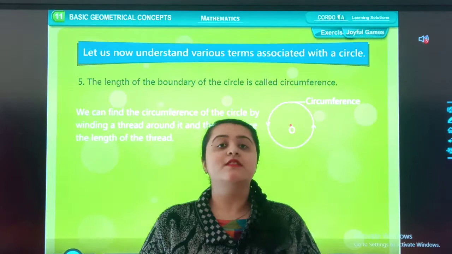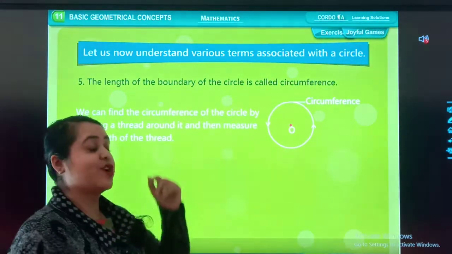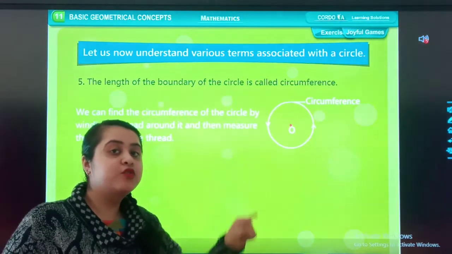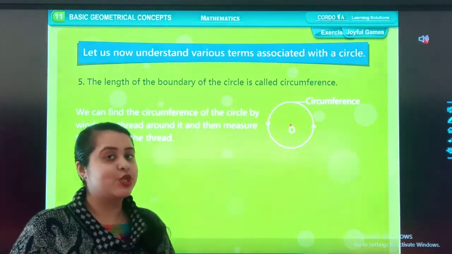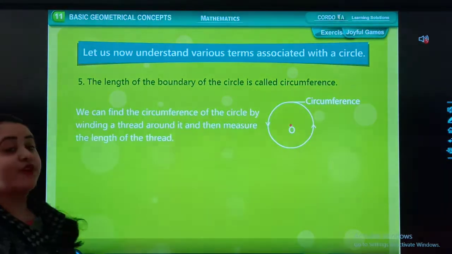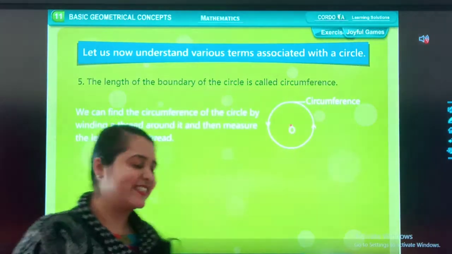So students, the last topic which we have seen was the circumference of the circle. The boundary of a circle is known as the circumference of the circle. So today in this video, we will be starting with the relation between radius and diameter.